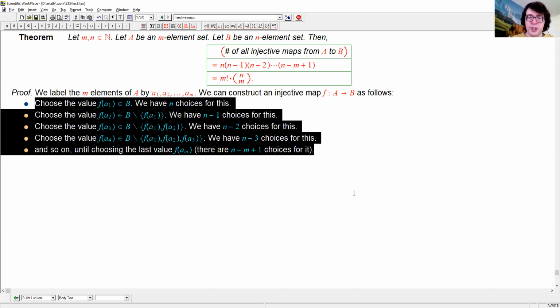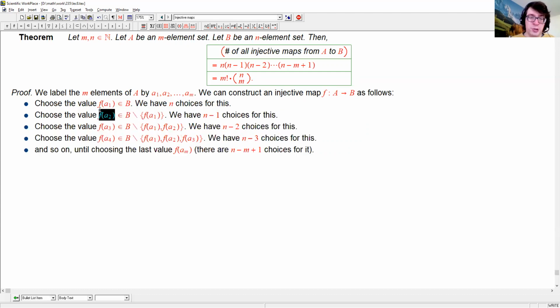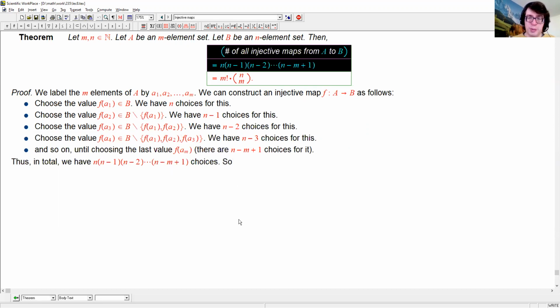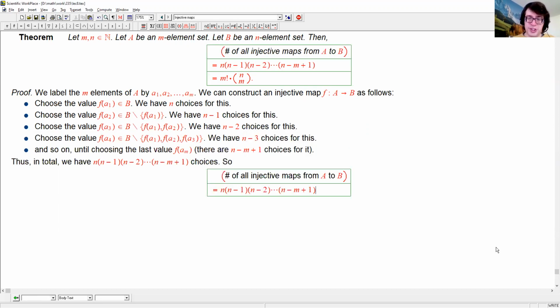Note that these choices were not independent. For f of A2, we cannot reuse f of A1, so the options we have for f of A2 depend on the already chosen f of A1. Nevertheless, the number of possible options is always the same. Turns out this is enough. So in total, we have n times n minus 1 times n minus 2 and so on up to n minus m plus 1 choices, because we've just multiplied those numbers through. So the number of all injective maps from A to B is this here, and this, as we know, is this here.